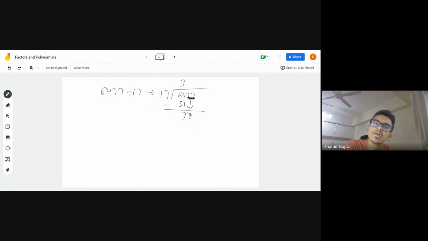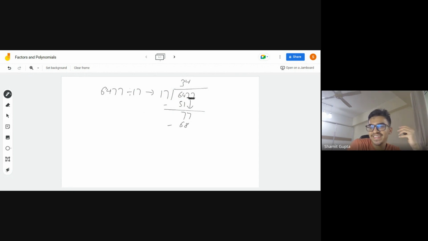Here you'll be thinking, I could use 4, I'll get minus 68. How am I deciding these numbers? I could have used 3 again, but then I'll get 51. You want to get as close as you can to 77, because 17 times 4 is 68 and 17 times 3 is 51. Why use 51 when I can use 68? Because 68 is closest. That's the method of long division.